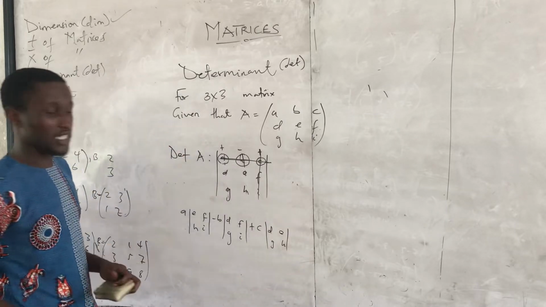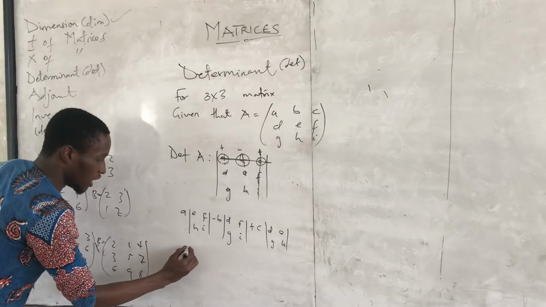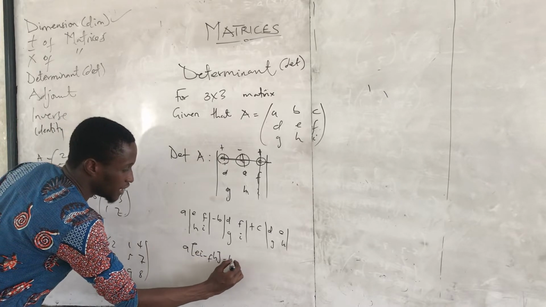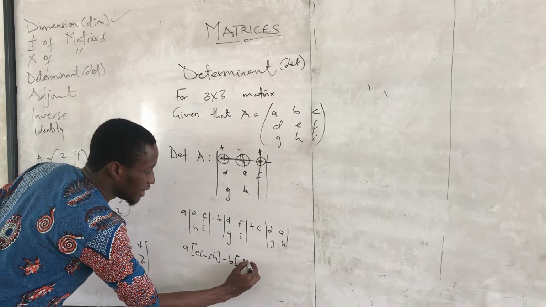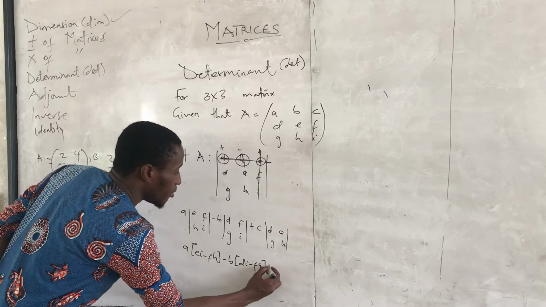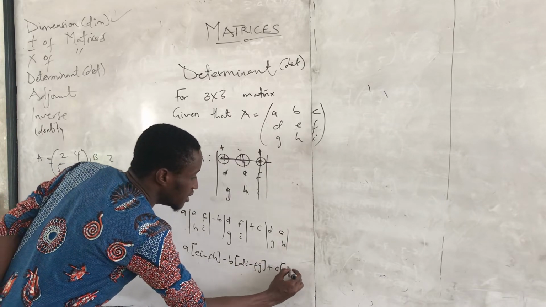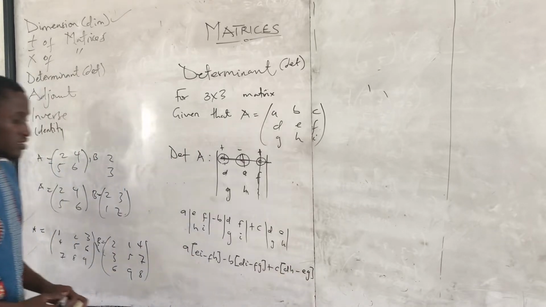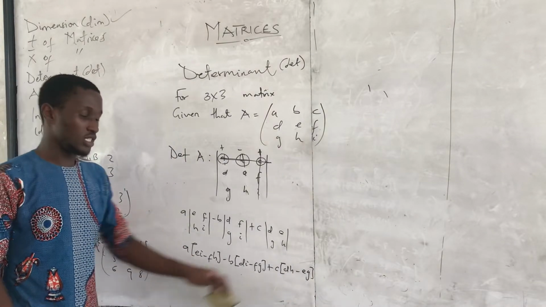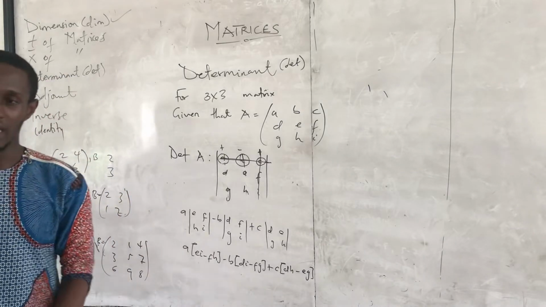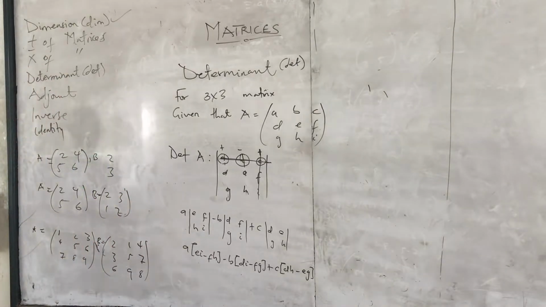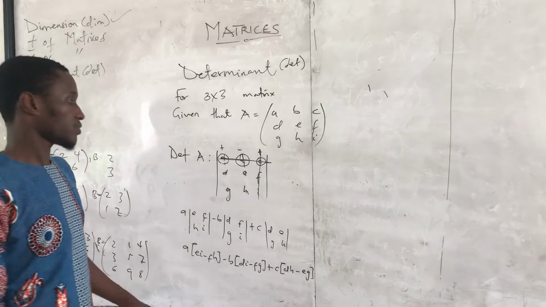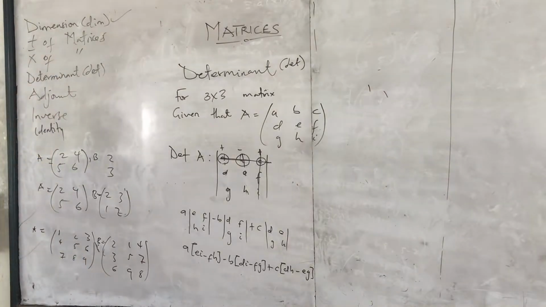We know how to find the determinant of 2 by 2. So this becomes EI minus FH, minus B, then DI minus FG, plus C, DH minus EG. Then if you give the values, you just solve and you get the answer. So take an example using this 3 by 3 matrix. Find the determinant of that.